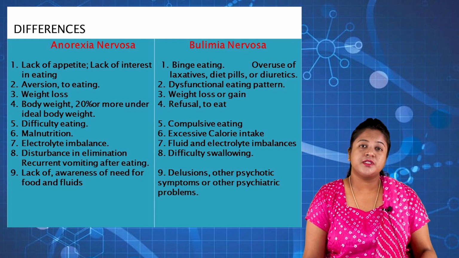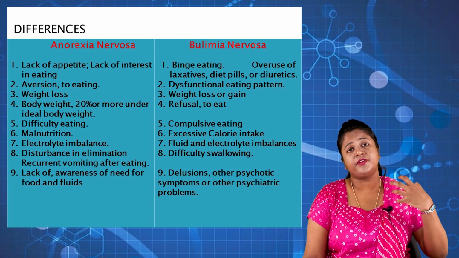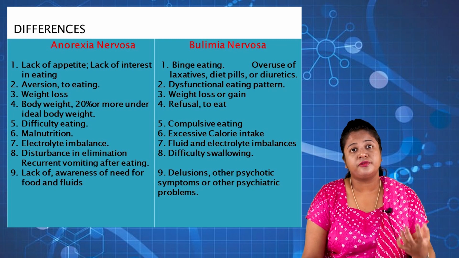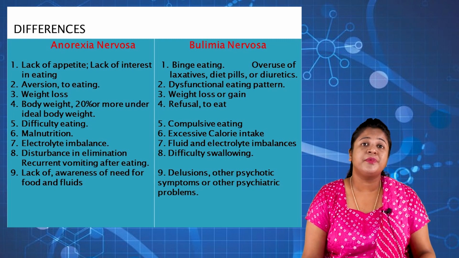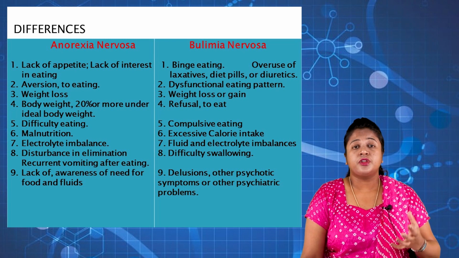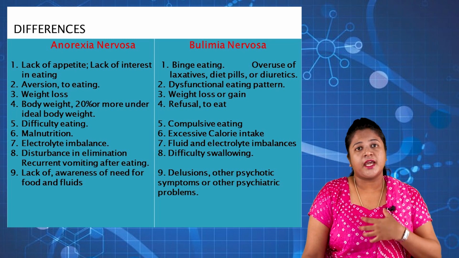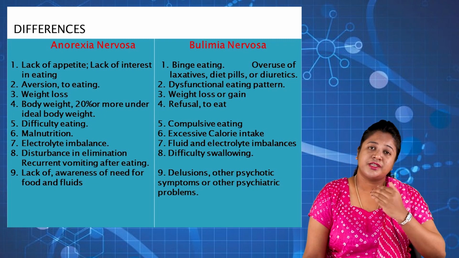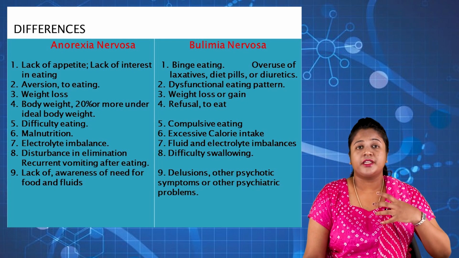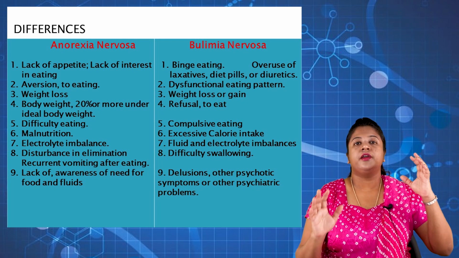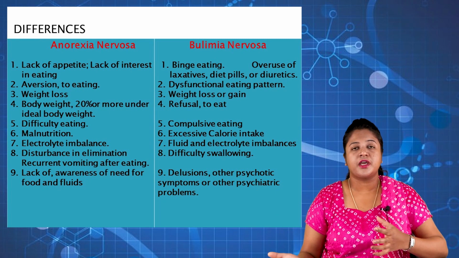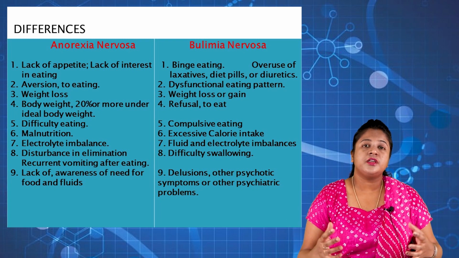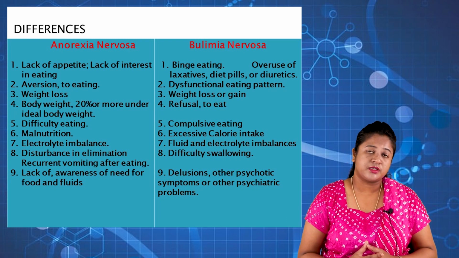In case of anorexia nervosa, there is difficulty to eat, that is, the person finds it difficult to even ingest the food, right? He will completely refuse the food, whereas in case of bulimia nervosa, there is compulsive eating, that is, a repeated thought of eating, and he even does the action of eating. In case of anorexia nervosa, there is malnutrition. In case of bulimia nervosa, there is excess calorie intake. You can notice in both anorexia nervosa and bulimia nervosa a common thing, that is electrolyte disturbances, or fluid and electrolyte imbalances, in both the conditions.